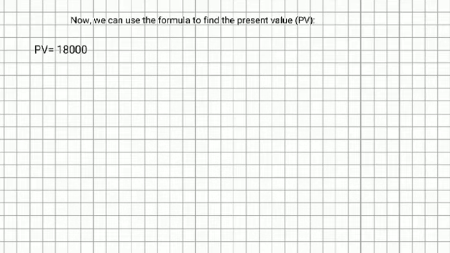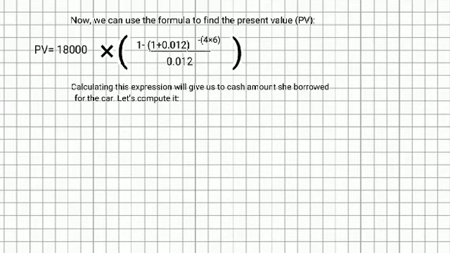So, present value is equal to 18,000 pesos, which is our PMT or monthly payments, multiplied by 1 minus (1 plus 0.012, which is our interest rate) raised to negative 4 times 6. Our 4 here is the number of payments per year, multiplied by the total number of years, divided by 0.012 again, which is our interest rate. Calculating this expression will give us the cash amount she borrowed for the car.